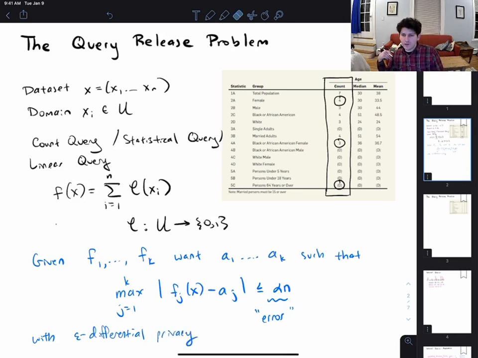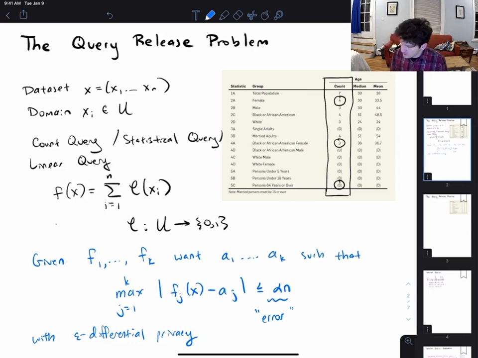Each of these queries is individually something very simple. It basically corresponds to one number in this table. But if we can answer lots of these queries, then we're getting interesting tables. We're getting lots of information about the data set, and we're able to produce these summary tables like the one you see on the right. Depending on the specific queries, we can represent lots of interesting summary tables or types of summary statistics as answering a big collection of these count or statistical or linear queries on the data set.